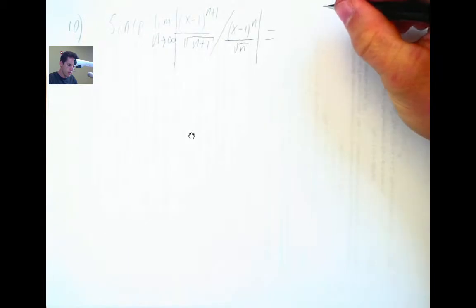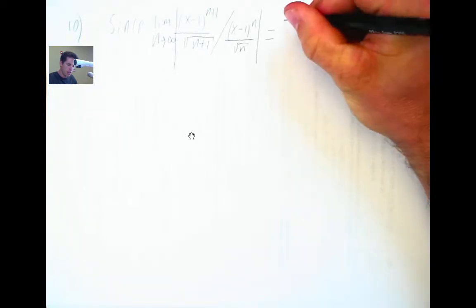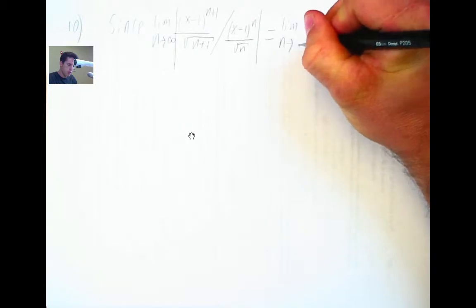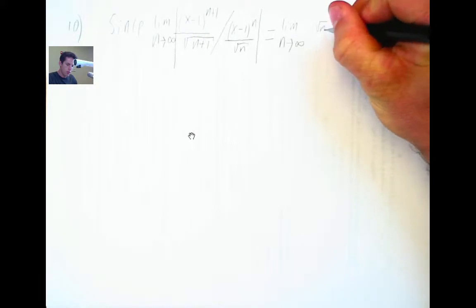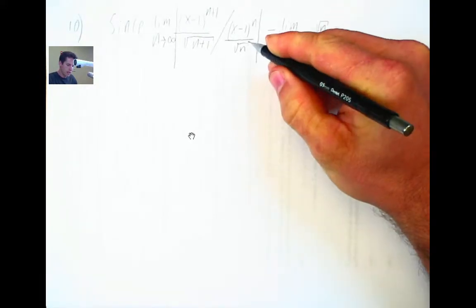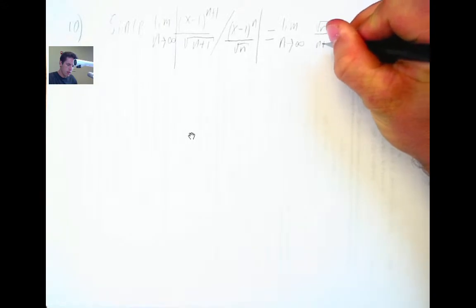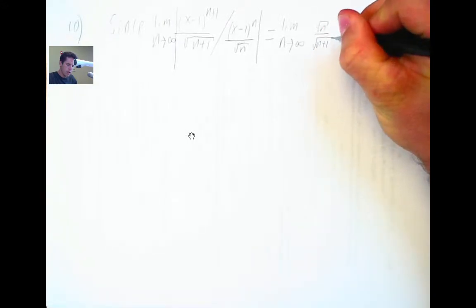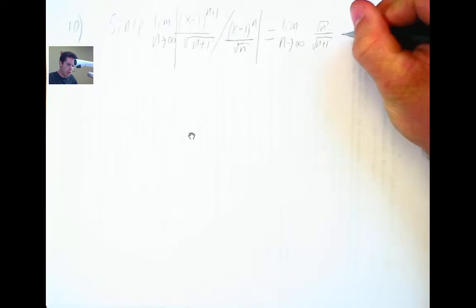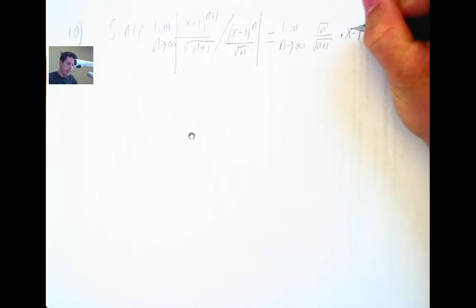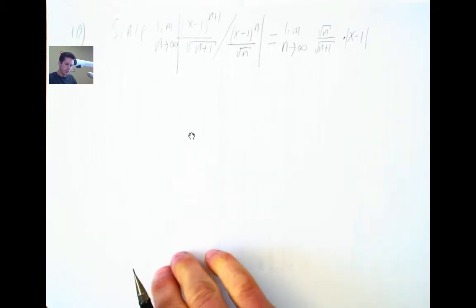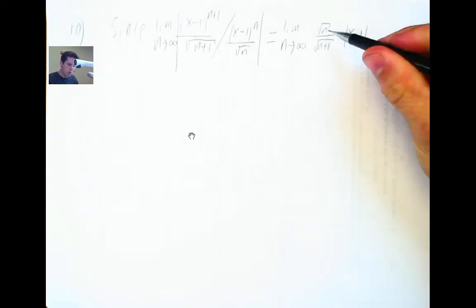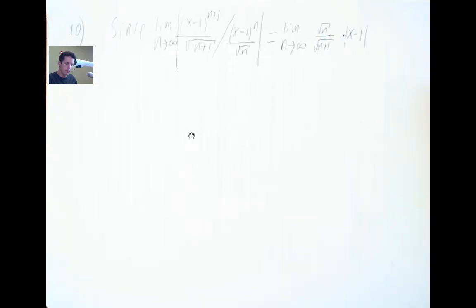Okay, so simplifying a little bit, I have the limit as n goes to infinity. The things involving n: square root of n in the numerator, flipping that upside down, and then the square root of n plus 1 in the denominator, and then x minus 1. I could put my absolute value symbol there, since square root of n over square root of n plus 1 is always positive.